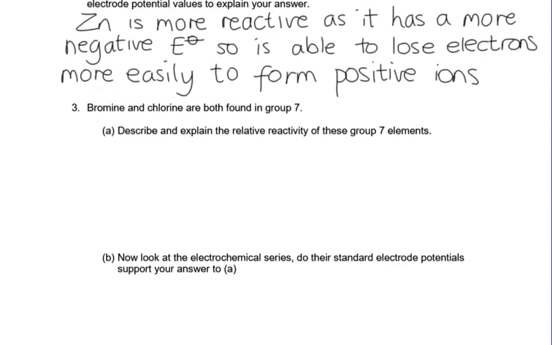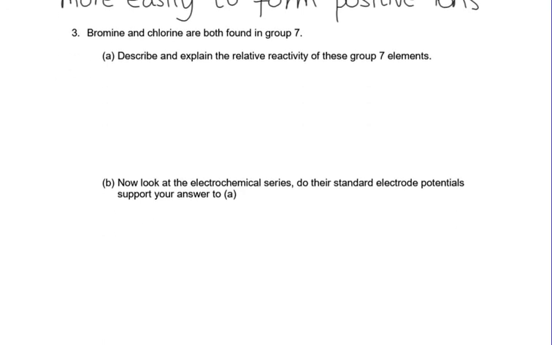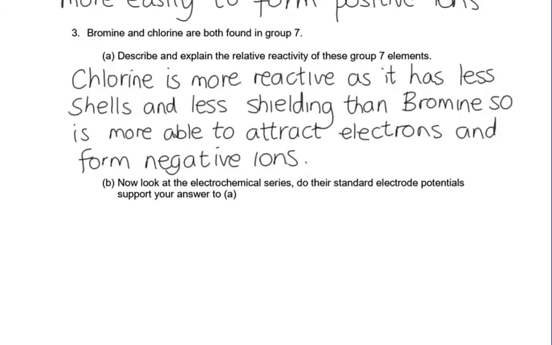Right, so question 3a, I don't want you to actually think about electrode potentials at all. I want you to go back to your understanding of group 7 and describe and explain the relative reactivities of group 7 elements, bromine and chlorine. So what we learned in group 7 is that chlorine is more reactive because it has fewer shells and less shielding. The nuclear attraction from the protons in the nucleus, therefore, is felt more strongly by electrons, so it's able to attract electrons more and form negative ions, and that means it's more reactive.